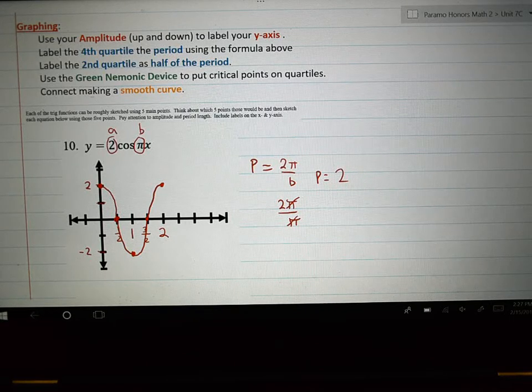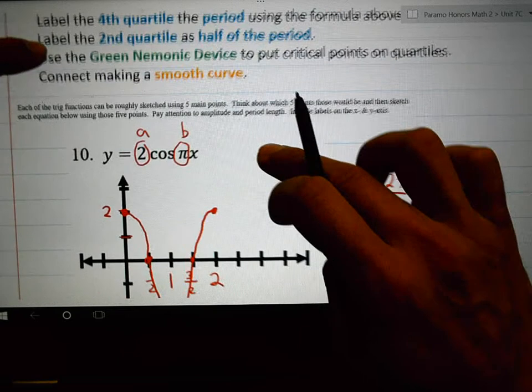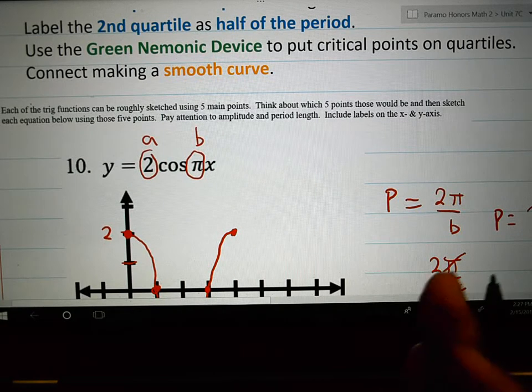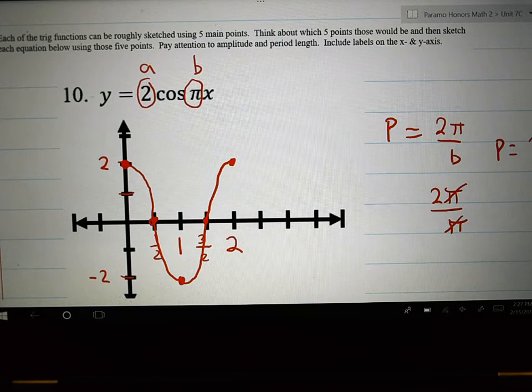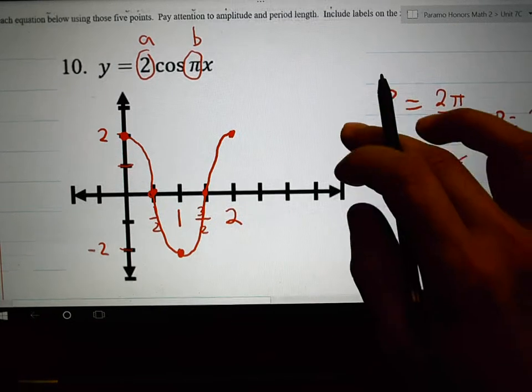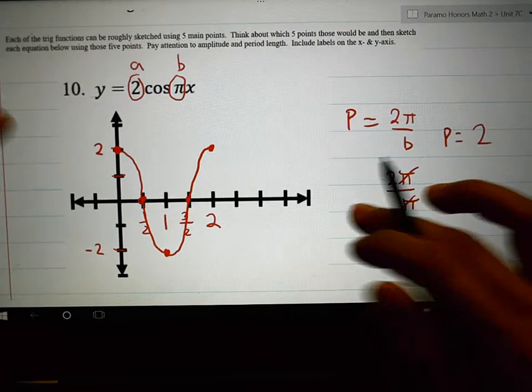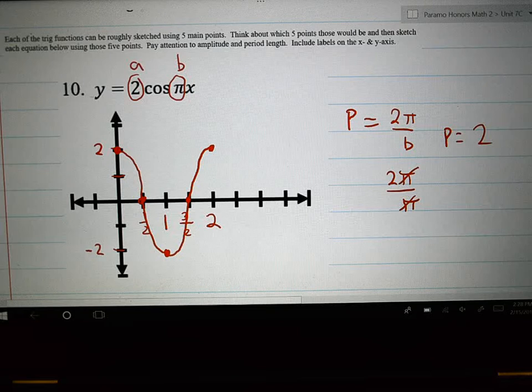You will pay attention to the directions. If the directions tell you graph for 2 periods, you're going to graph 2 of these. If your directions tell you to graph for 1 period, you only graph 1 of them. If your directions don't say, it doesn't tell you how long to graph it for, then 1 period is just fine.